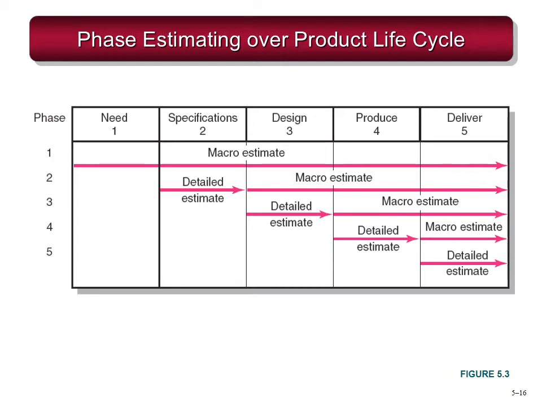In phase 3 we get an understanding of the design, so we know what the design would be like, so we'll be going for a detailed estimate for it, and for the rest it would be macro. In phase 5 we'll go for detail for all of those because we have an understanding of all of those now.